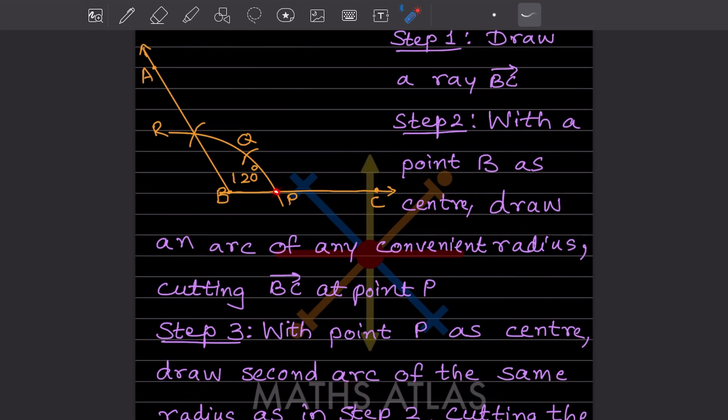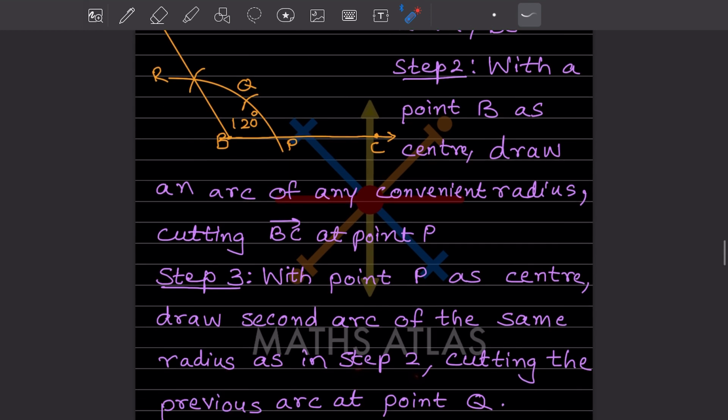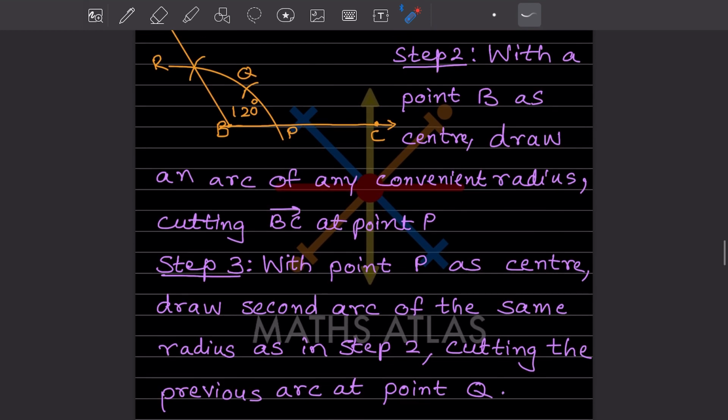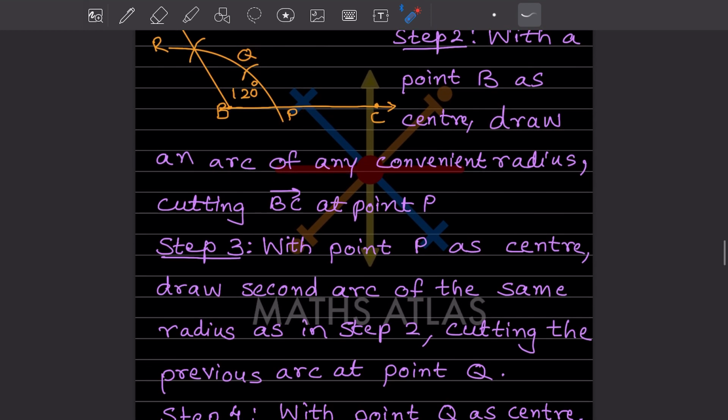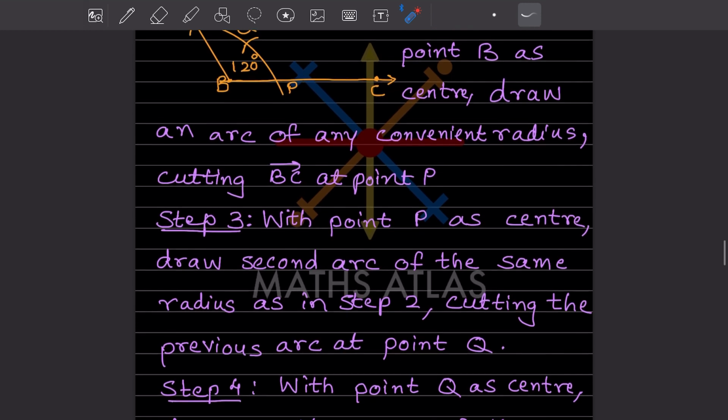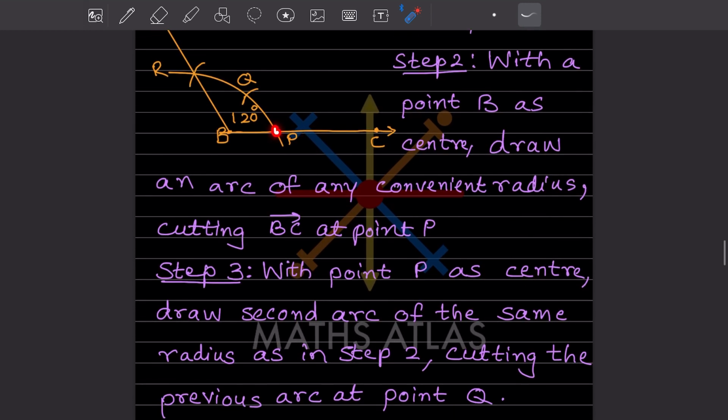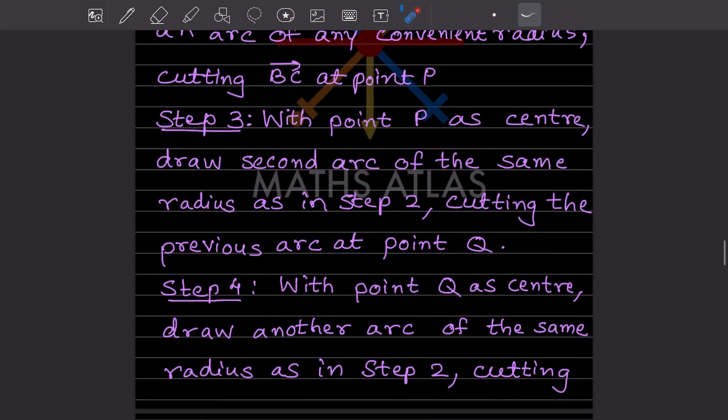You will take this P as center and draw one second arc, of the same radius as in step 2, cutting the previous arc at this point, Q, and with Q as center, draw another arc of the same radius. Whatever distance you took from here to here, the same distance you are going to cut with the compass from this point over here. So that is going to be the point R.